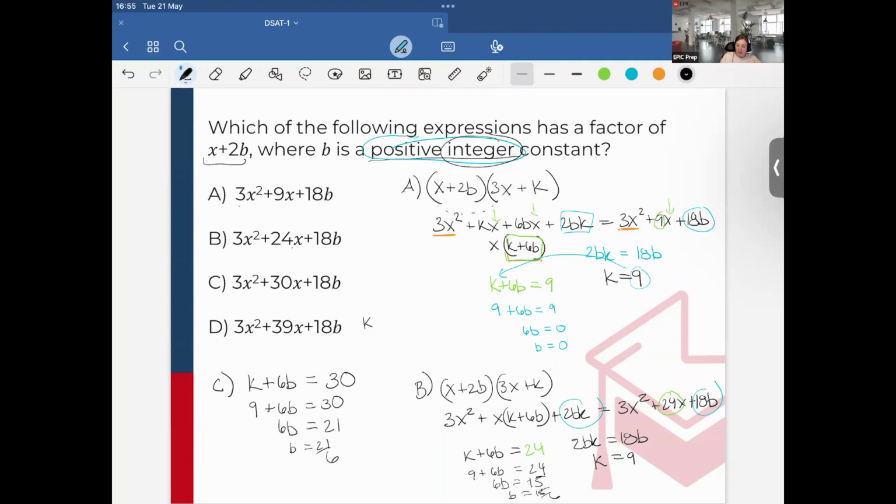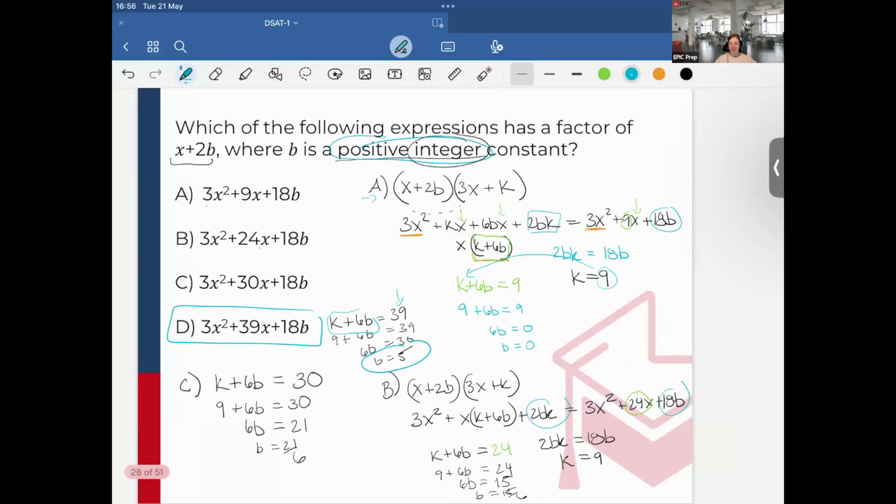And then for D, it would be k plus 6b is equal to 39. So again, 9 plus 6b equals 39. 6b is equal to 30. b equals 5. It gives me a positive integer constant for b. So therefore the answer is D. But you see, I didn't have to go through everything. Once I recognized the equivalences in answer choice A, I can just take the expression and set them equal to the b value in each of the answer choices to solve. And see which one gives me a positive integer constant, and then I have the answer.